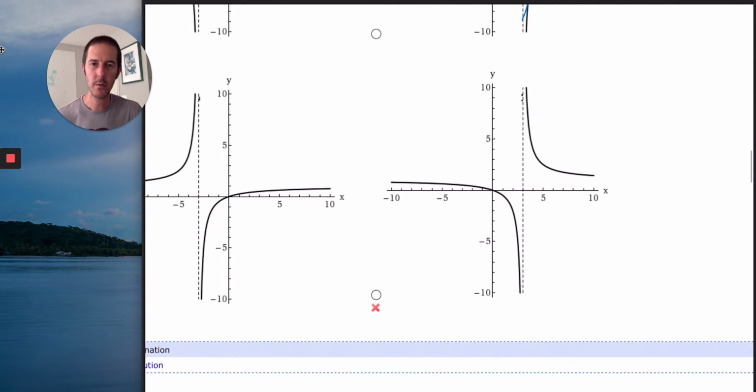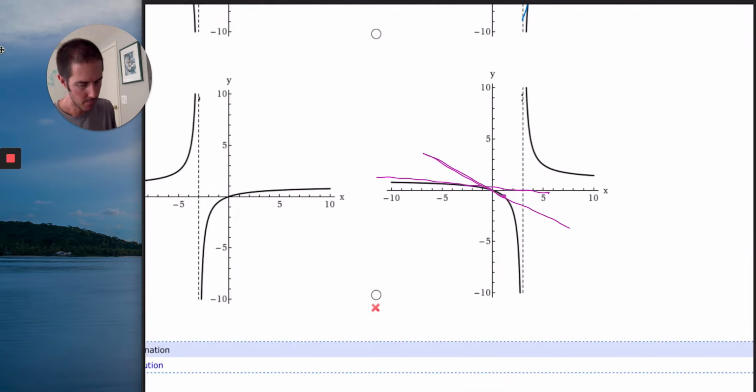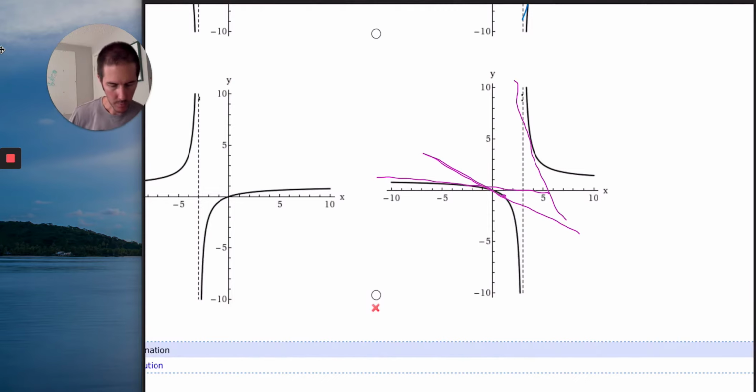What about in our other multiple choice option? What about the slope of that tangent line? Oops, it's not tangent to anything. What about tangent to here? What about this one? What about this one? All those look like they're negatively sloped.